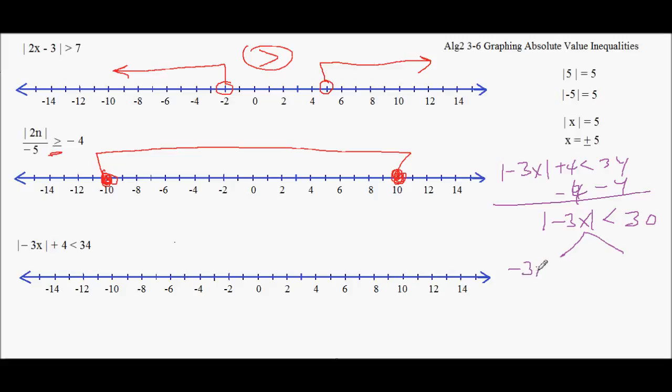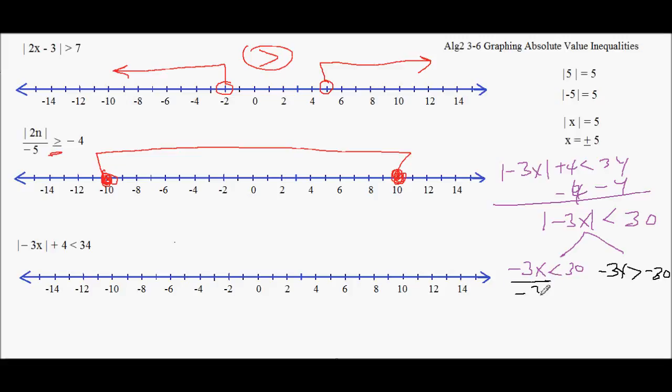Now I do my split. So I get negative 3x is less than 30, and negative 3x is greater than negative 30. Because, you know, this doesn't look like a negative 30, does it? Let me just erase that again. Let me try it again. I'm doing black. So it's negative 3x is greater than negative 30. How's that? A little better.